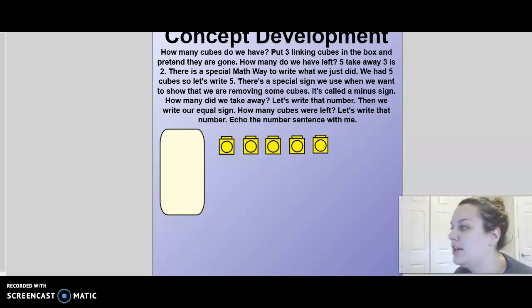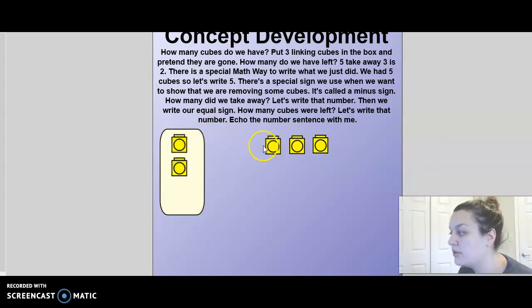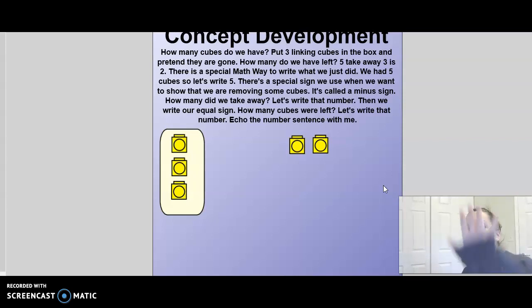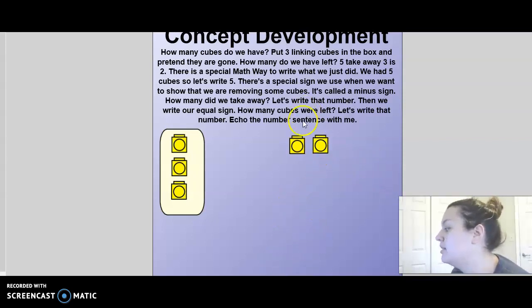Okay. So first we need to figure out how many cubes we have. 1, 2, 3, 4, 5. Now it says to put 3 linking cubes in the box and pretend they're gone. So we're going to move these 3 right over here. How many do we have left? So we had 5. We took away 3. Now we have 1, 2. Let's look at our screen and make sure our picture matches.